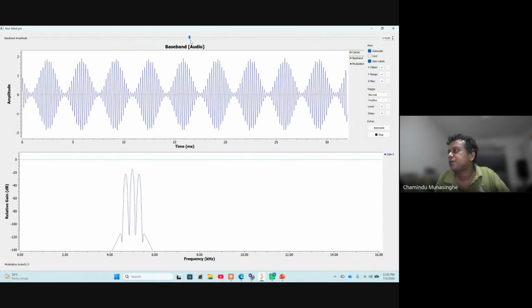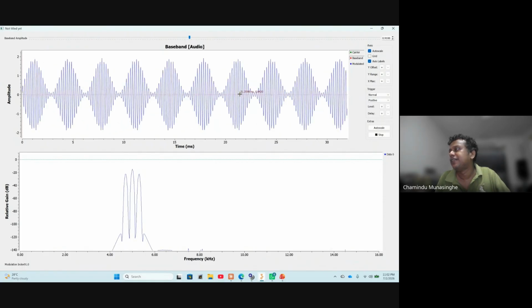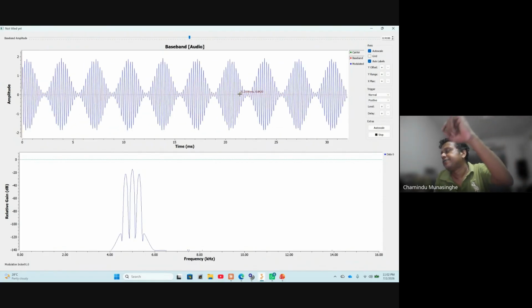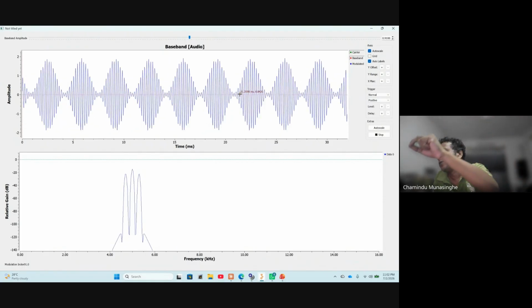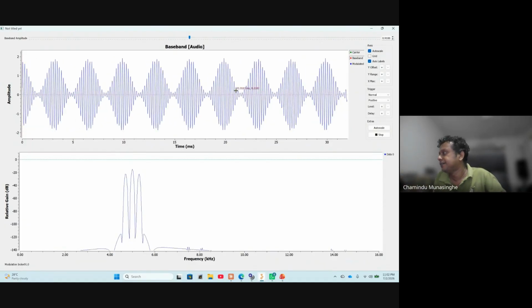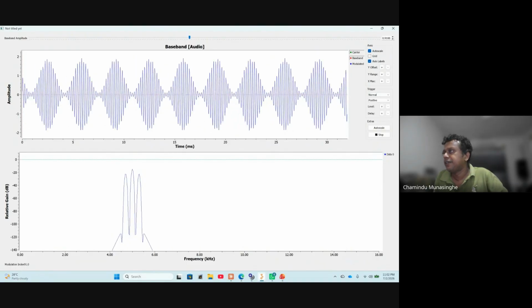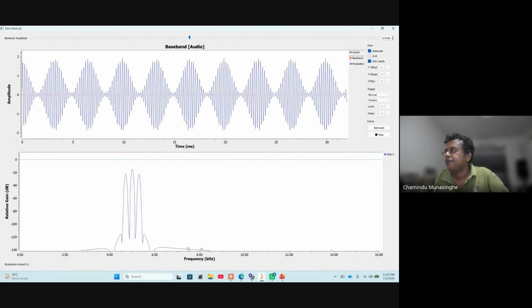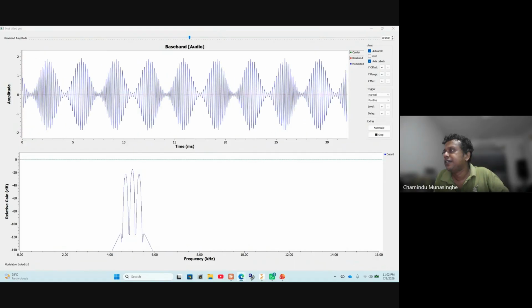the carrier wave goes all the way down to 0. When my baseband signal swings to the minimum, the carrier also goes to zero. So this is what we call 100% modulation, right? And if we go over 100%, actually we distort the signal.